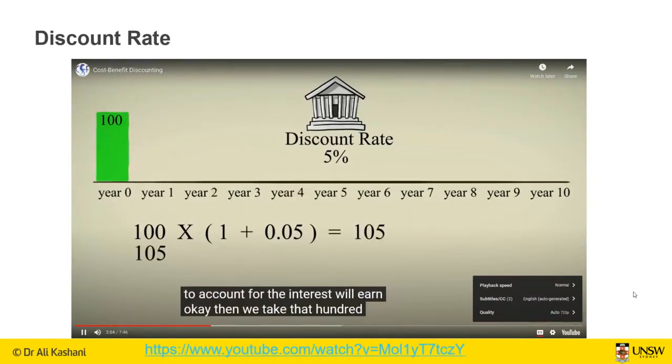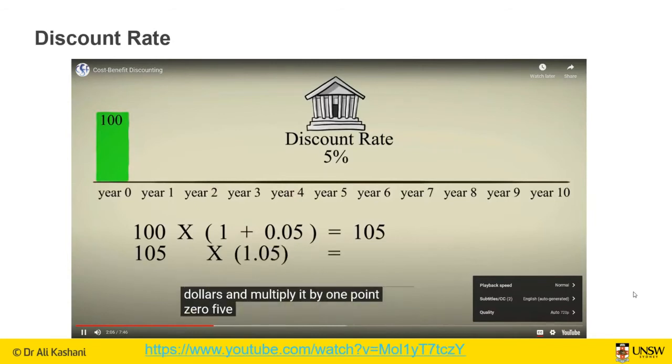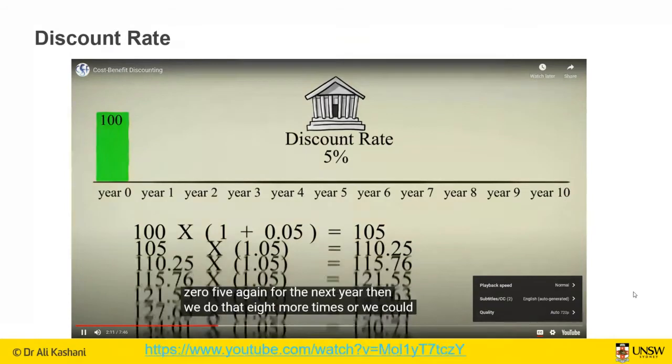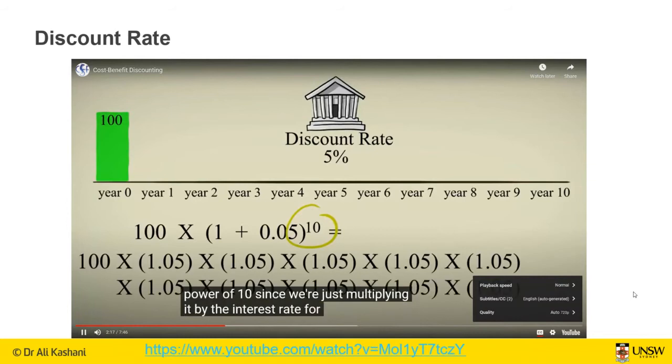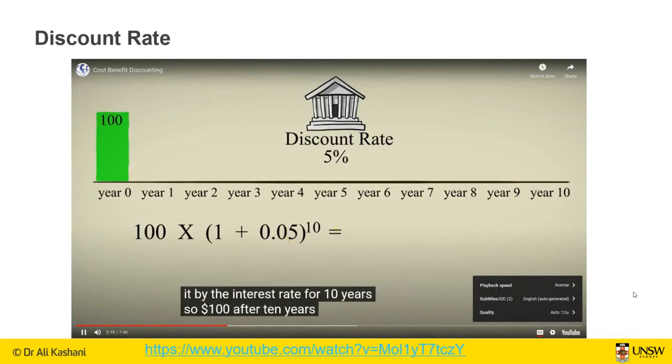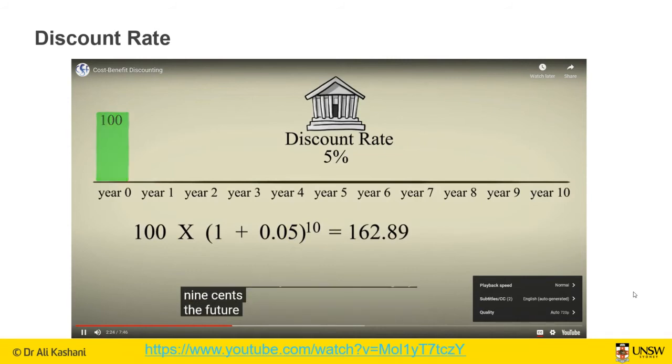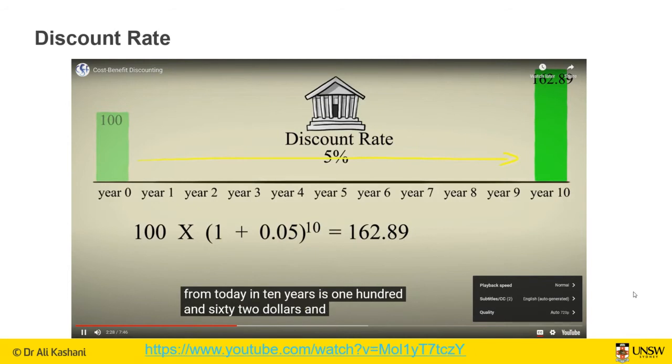Then we take that $105 and multiply it by 1.05 again for the next year. Then we do that 8 more times. Or we could have just written it like this, taking 1 plus the interest rate to the power of 10, since we're just multiplying it by the interest rate for 10 years. So $100 after 10 years of interest is $162.89. The future value of $100 from today in 10 years is $162.89.